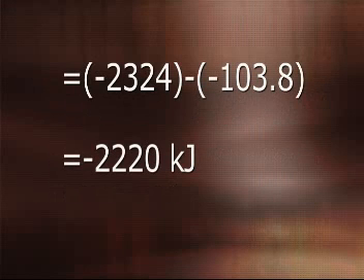This equation simplifies to negative 2,324 minus negative 103.8, which gives us our final answer. Therefore, the standard enthalpy for the combustion of propane is negative 2,220 kilojoules. This type of calculation can be used to determine how much energy is available from the food we eat.